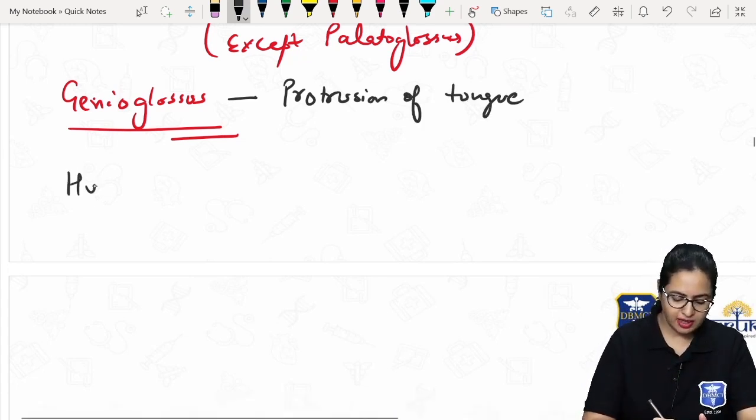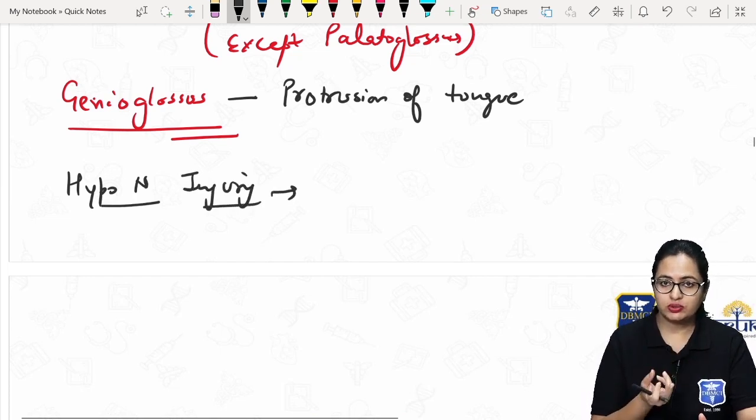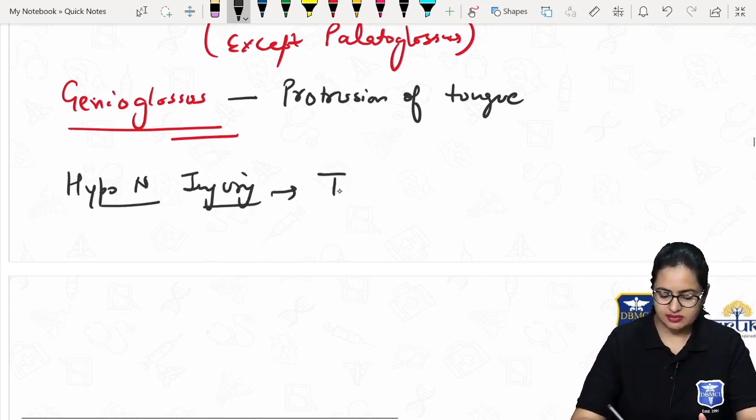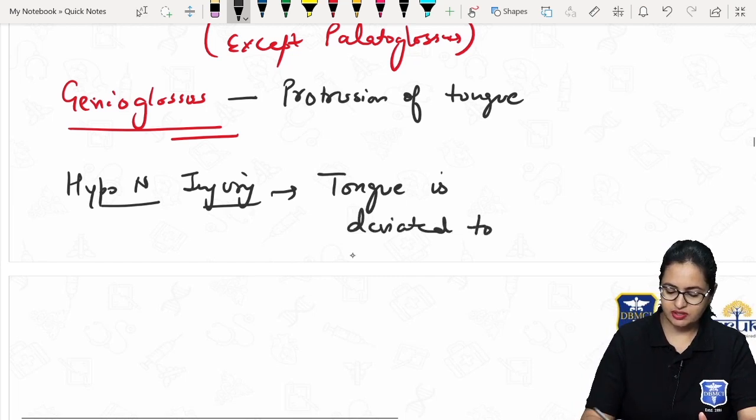So if there is hypoglossal nerve injury, and you ask the patient to protrude the tongue, in that case the tongue is deviated to the side of injury, to the side of the lesion.